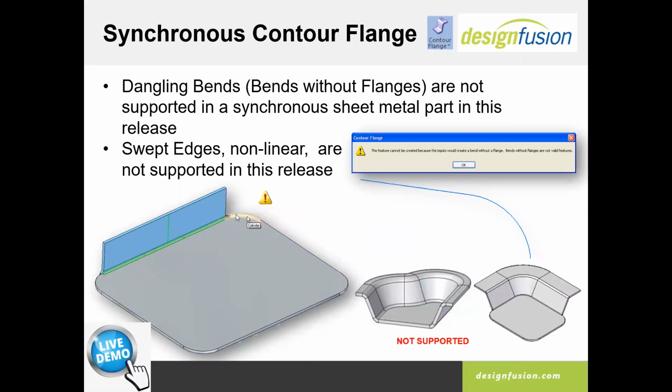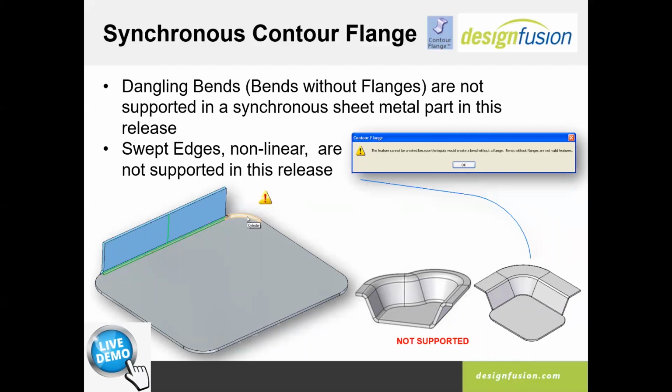Now, the one thing I have to point out is that in Synchronous, this would be considered a dangling bend because it doesn't have a linear edge to pull off of. So as we wrap around here, we can do that in Ordered, as you saw yesterday, but we cannot do this in the Synchronous. So this is one of the limitations of the dangling bend. And what I'll do is on Thursday, I'll show you how to circumvent this with integrated modeling.